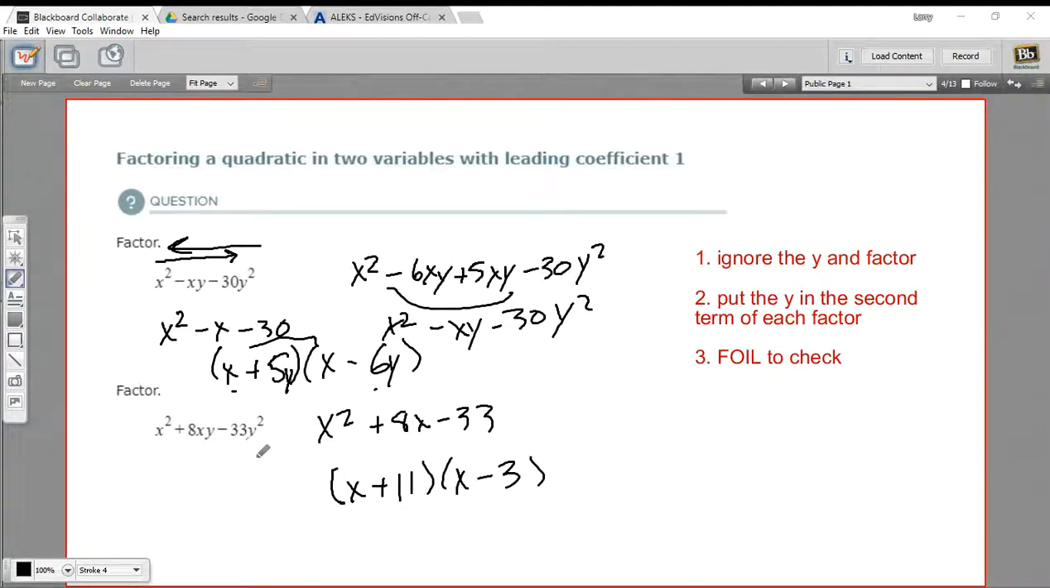And then, to get the factors for this quadratic we started with, we just put the y in here and here. And again, if you want to FOIL that out to check, you'll see that it comes out to this original quadratic. So that is how to factor a quadratic in two variables.